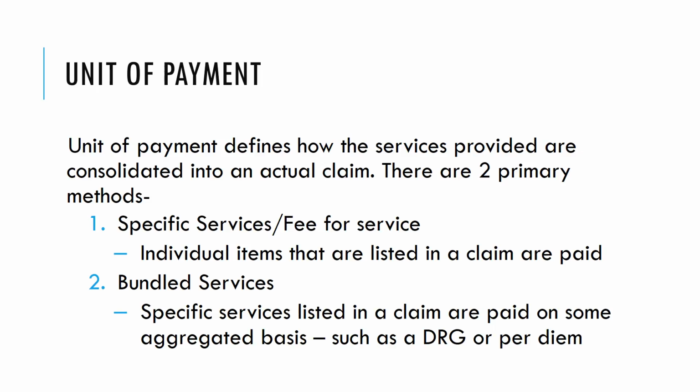It defines how the services provided are consolidated into an actual claim. So there are two primary methods, and we've talked about this a little bit in the past. There's fee for service, or specific services. This is when individual items that are listed on a claim are paid. And then there's a bundled service, where specific services are listed in a claim and are paid on some aggregated basis. So either a per diem, a per day, or a DRG. And DRG stands for diagnostic related group, for those who aren't familiar with that term.